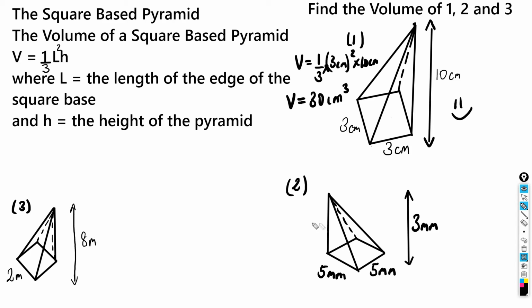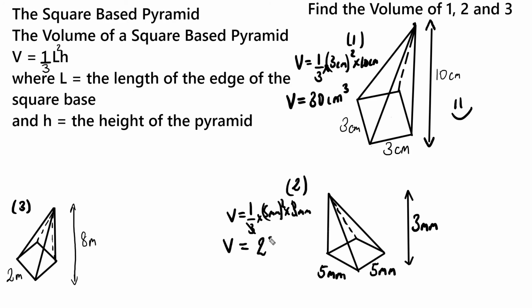So let's do number 2 down here. Let's find the volume. So the volume in this case is 1 over 3 times the length of one side, which is 5 millimeters squared, and then multiply that by the height, which is 3 millimeters, right? So this is a very small volume because it's in millimeters. It's a very small pyramid, I mean, because it's in millimeters. And this 3 cancels this 3, and we end up getting 25 millimeters cubed, all right?